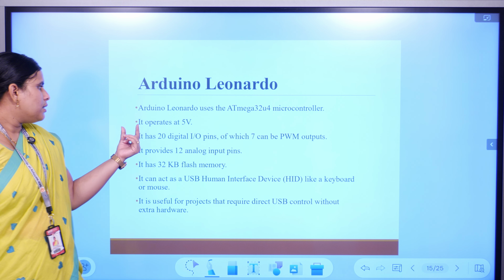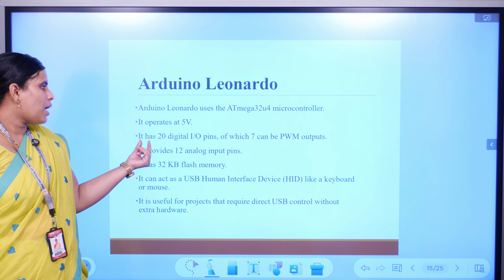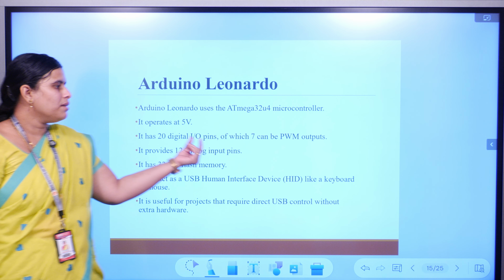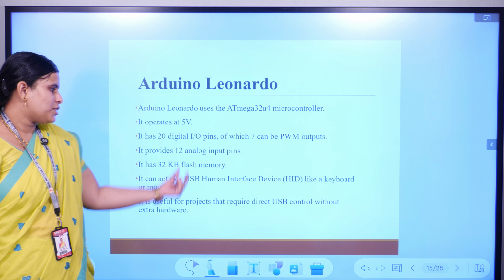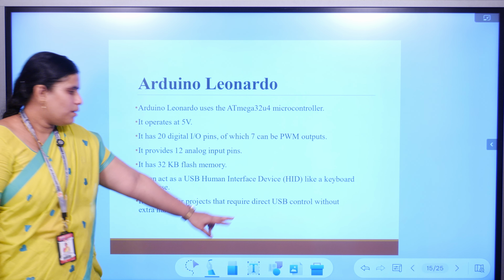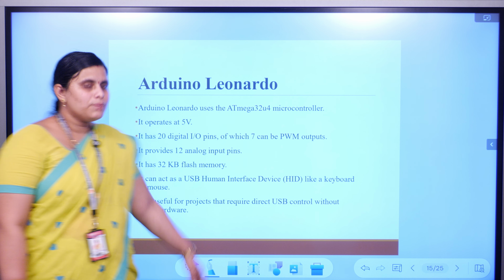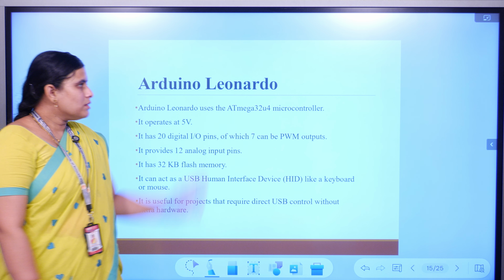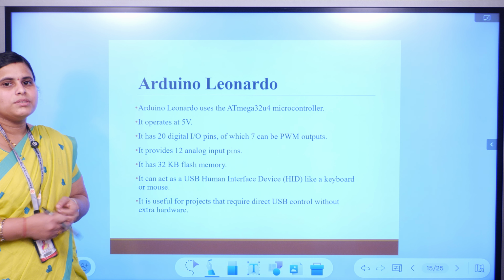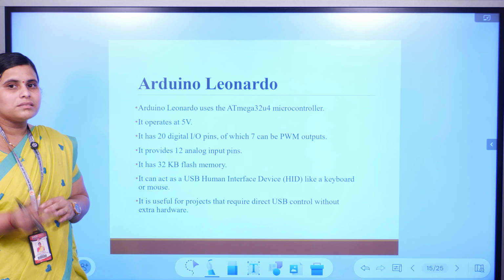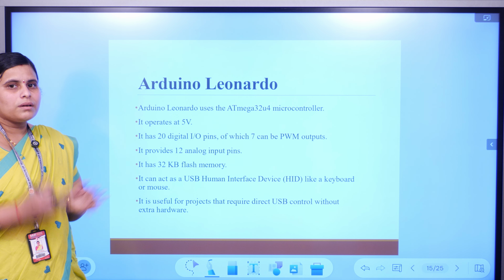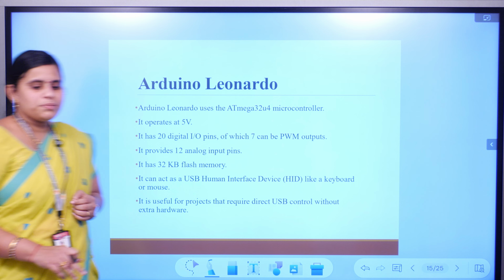And the Arduino Leonardo operates at 5 volts, with 20 digital input output pins, 7 pulse width modulation outputs, 12 analog inputs and 32 KB flash memory, and it has direct USB control without extra hardware. Okay, this is all about Arduino. Arduino is based on a microcontroller board, because it needs the support of a computer to run the program and execute the output.